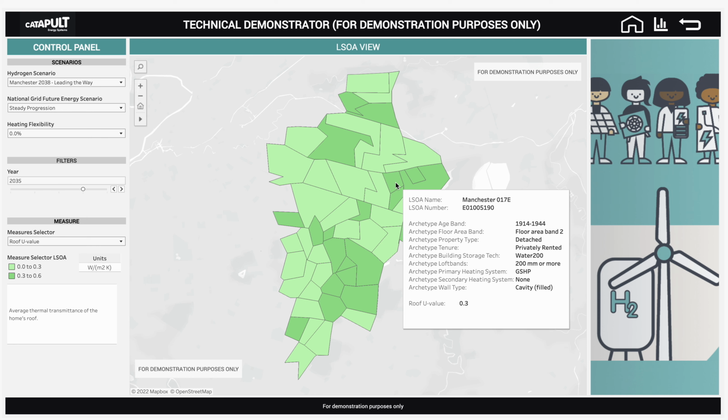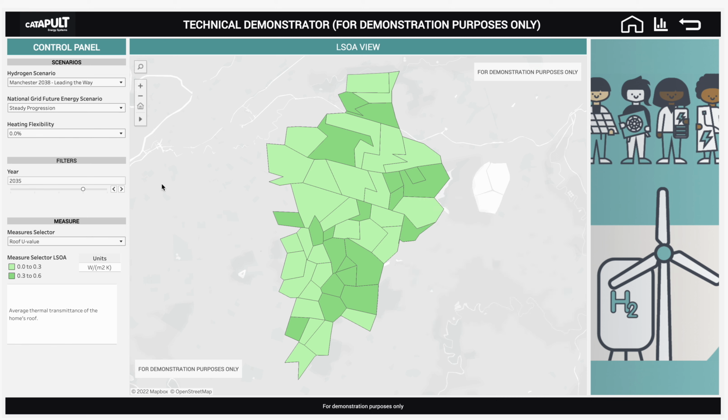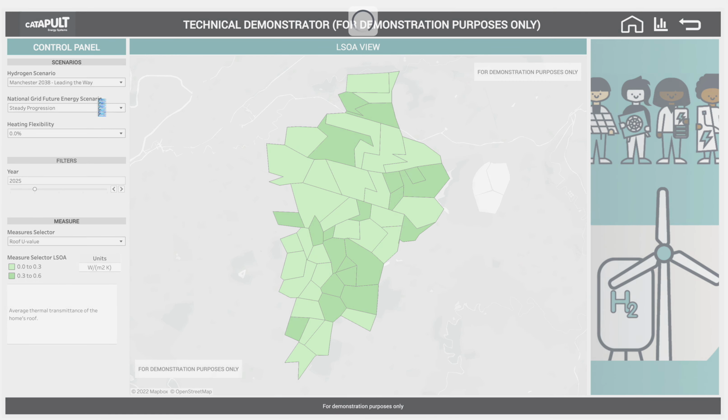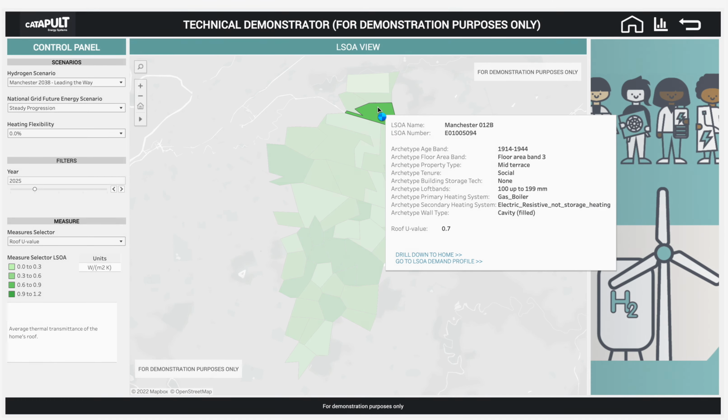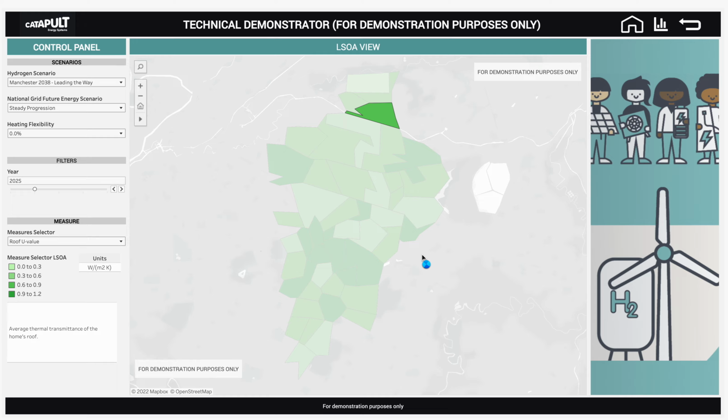LSOA stands for lower layer super output area. Again, we've got typical types of building in that particular area, and the time parameters and the scenarios will also update the visualization there, as you can see. Now if we click on an individual area in the LSOA, again we could go down to the demand profiles and it will show you the demand profile for that particular area, but we're going to go down to the home level now.